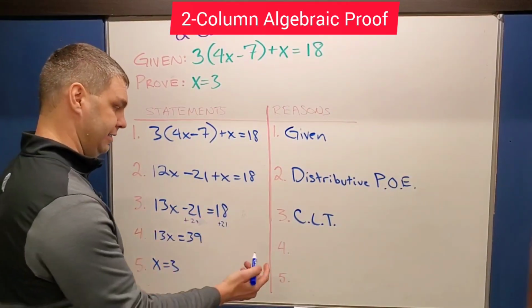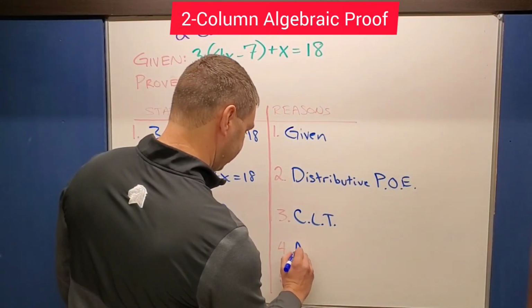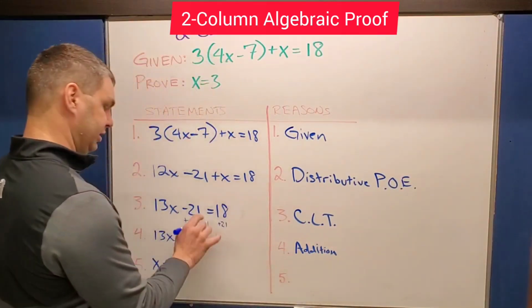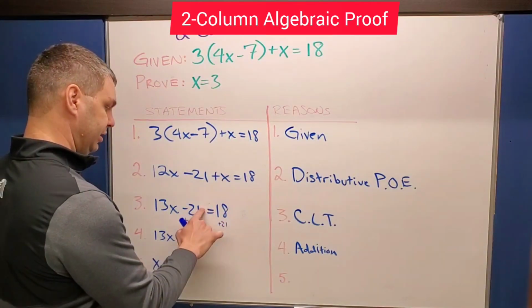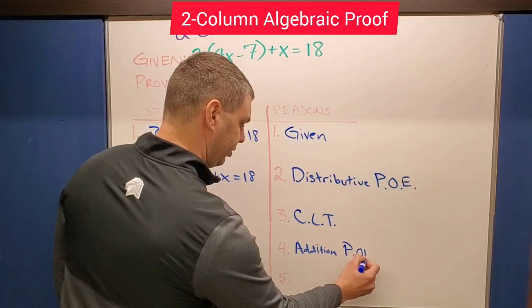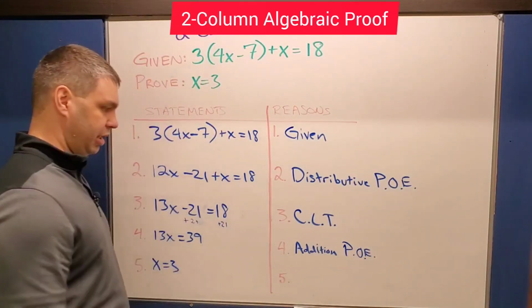I actually added to get there. So this is the addition. And again, you can say addition property of equality. Since you went across the equal sign, that is what's going on here. Property of equality. It's still equal. So you can say addition property of equality.